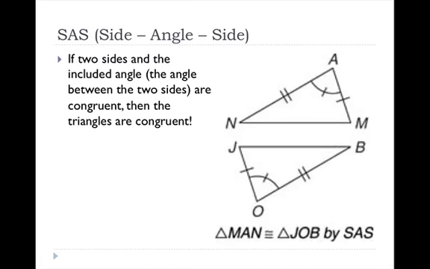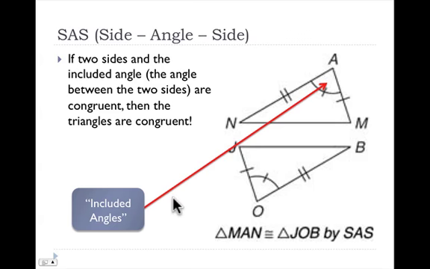In this example here, we have AM congruent to OJ and AN congruent to OB, and then we have angle A congruent to angle O. And notice where A and O are located. These are called the included angles. Angle A and angle O are in between the two congruent sides. So based on that, we have SAS, and we can say triangle MAN is congruent to triangle JOB.